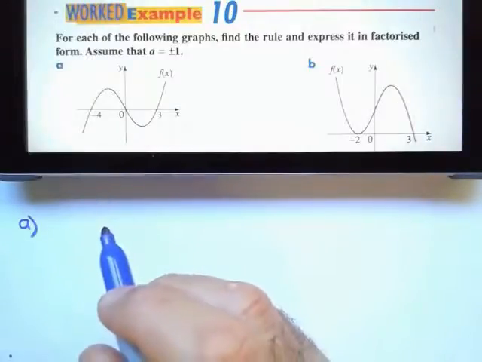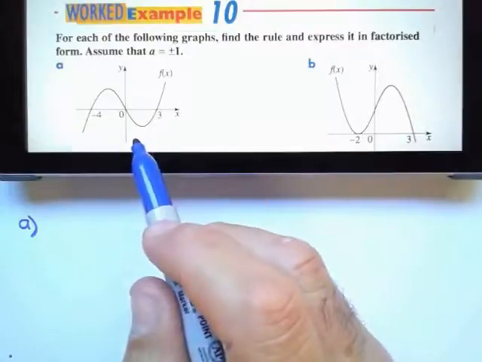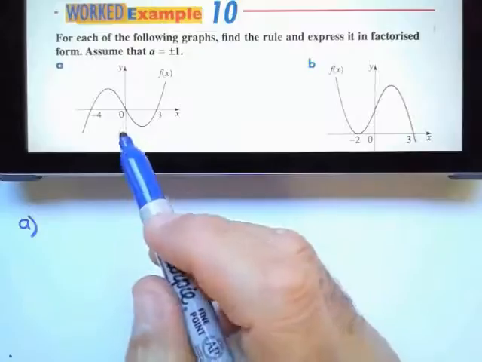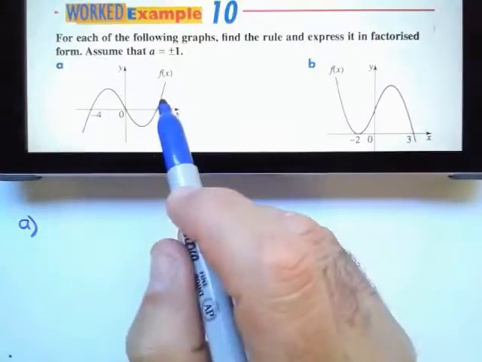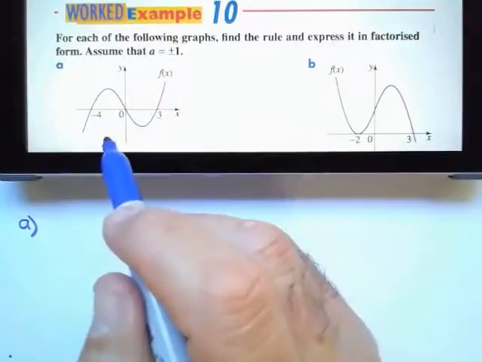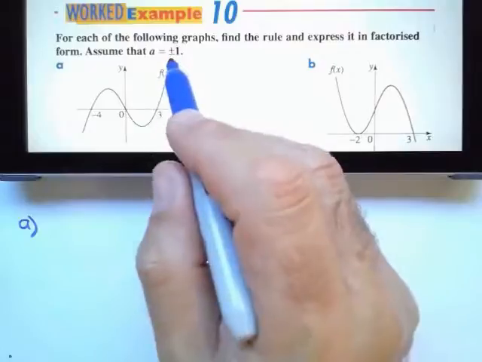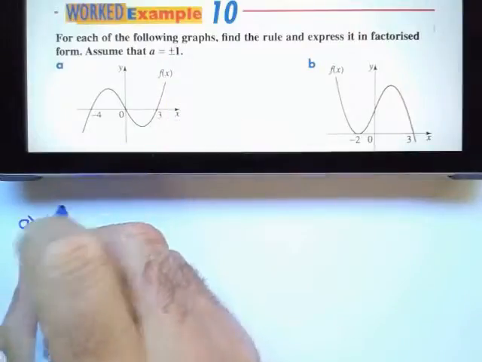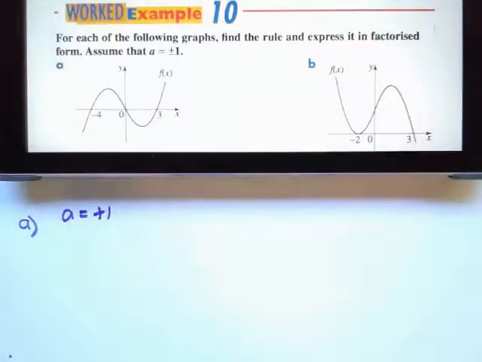a, plus or negative. With a third degree polynomial, we can see that this is the shape of a cubic function, and what we do is we look at where this graph finishes at the end. It finishes where y is positive, so I know that a equals positive 1. A equals positive 1.